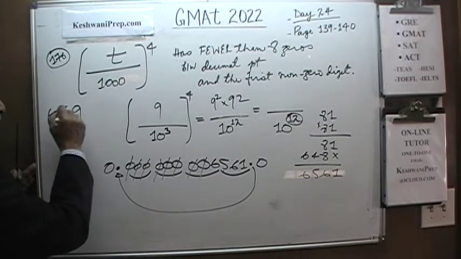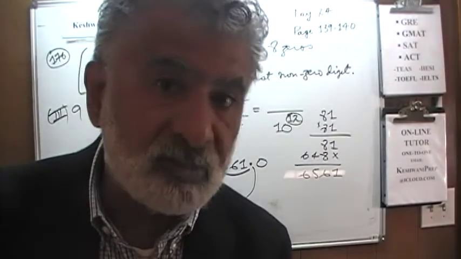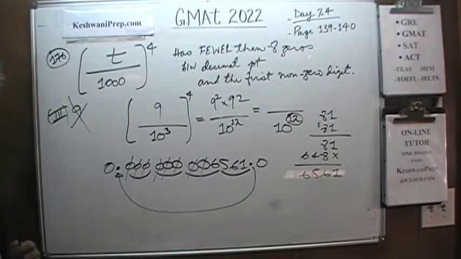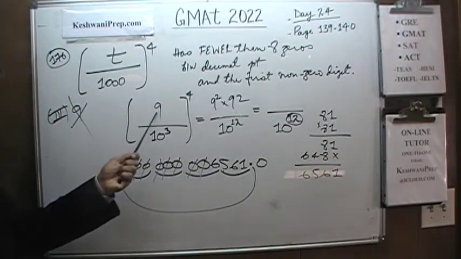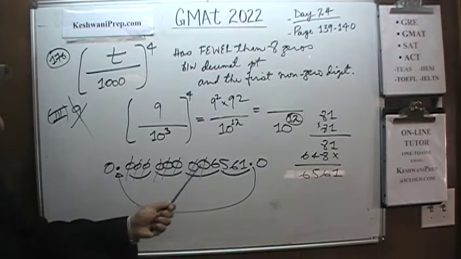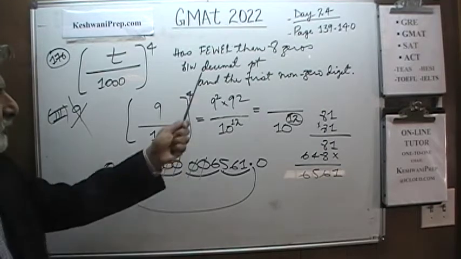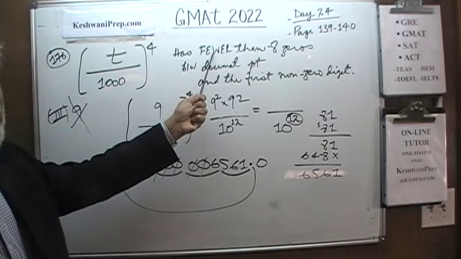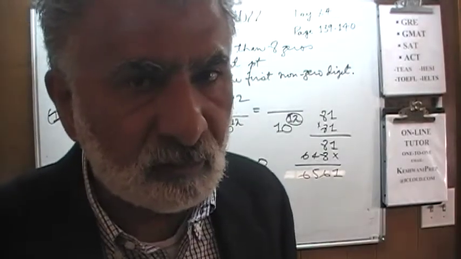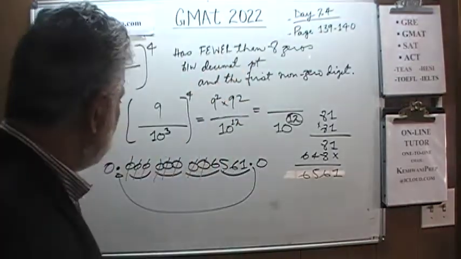9 works. Answer is 3. 9 works. Or does it? It does not. 9 also does not work, because when we do 9 over 10,000 raised to 4, we end up with a quantity that has exactly 8 zeros. The thing is supposed to have fewer than 8 zeros. Fewer than 8 zeros means it better have 7 or 6 or 5. It cannot have 8 zeros. 9 also does not work.